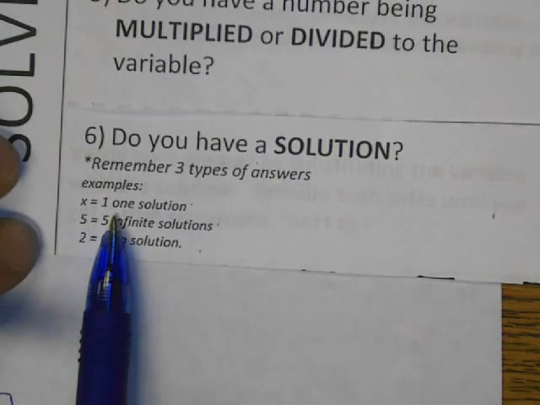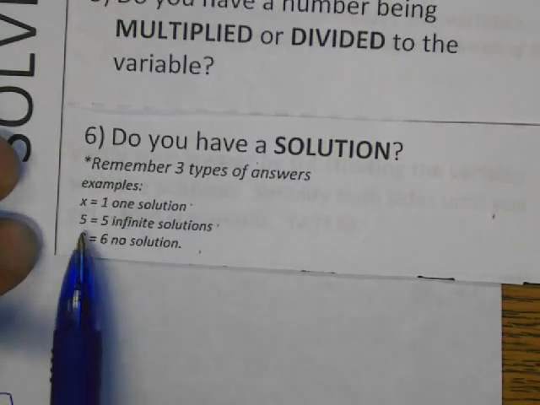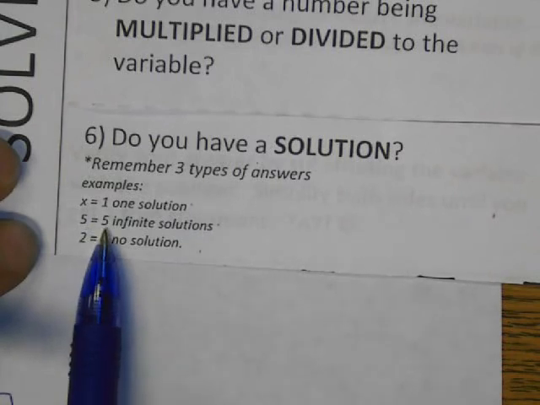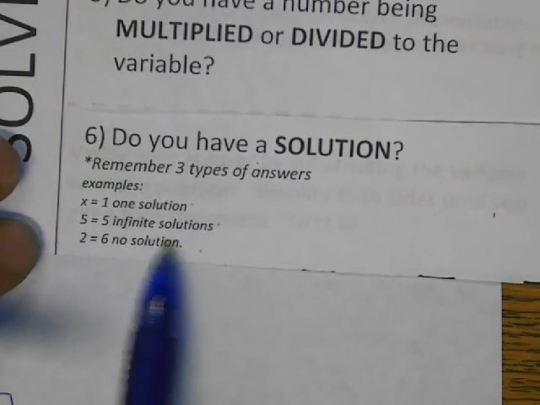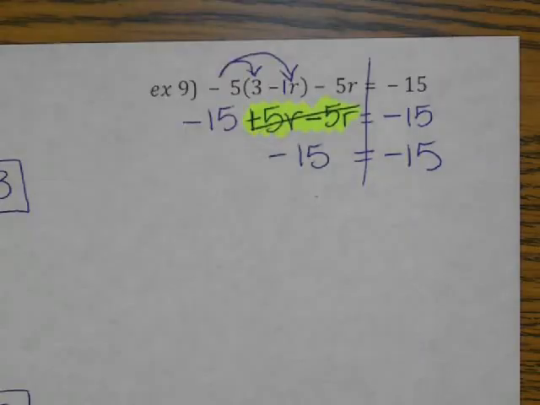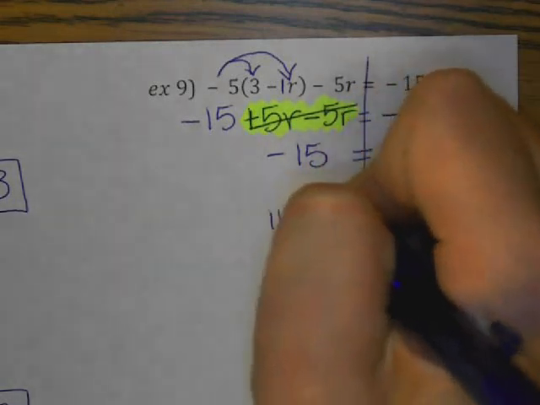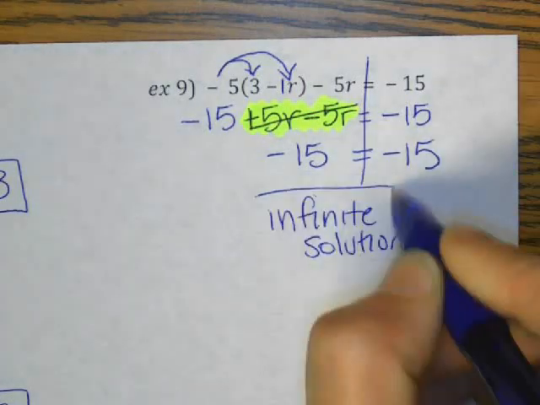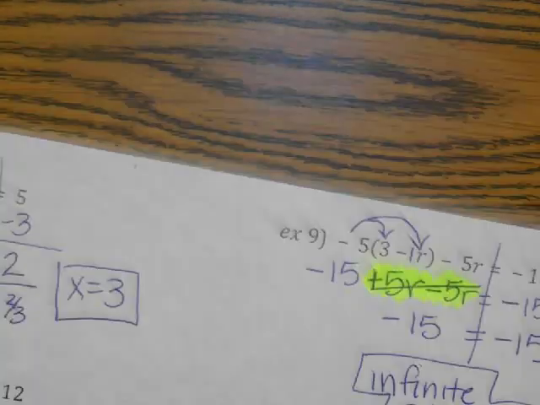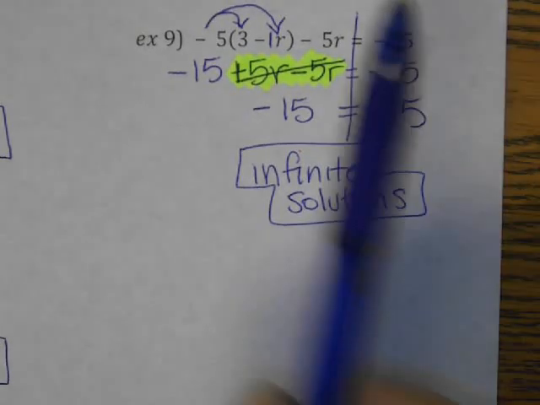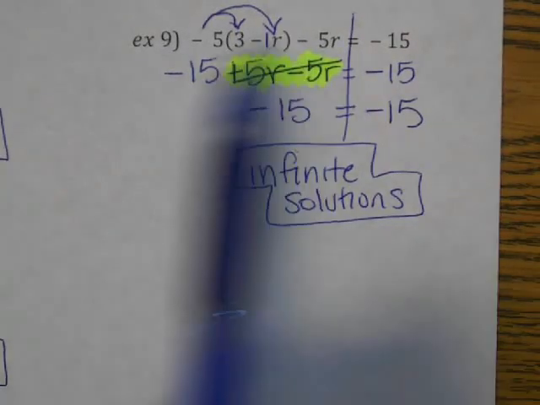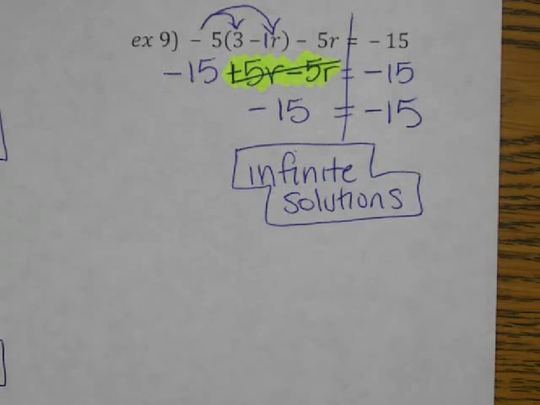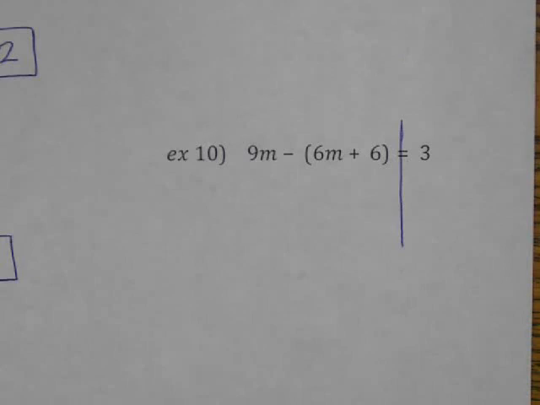So here's the example. If I get one solution, I get x is some number. But if I get 5 is equal to 5, or some number is equal to that same number, then I'm going to call this infinitely many solutions. So this problem right here is infinite solutions. Okay, don't worry about that for your homework tonight. None of them should turn out like that. But the steps are the same. I'm going to distribute, and then I'm going to combine like terms, and then I'm going to get my answer. Okay? Alright, let's look at example 10.